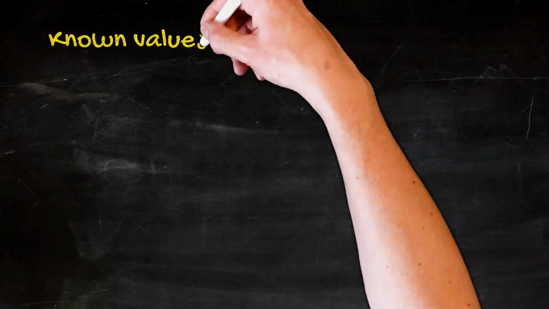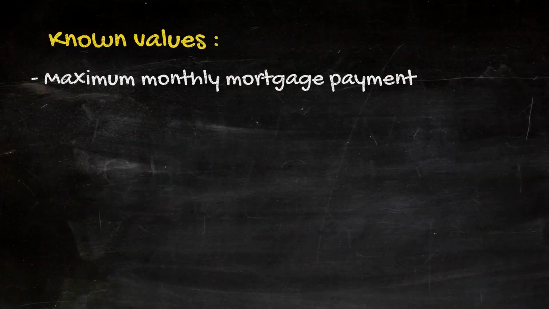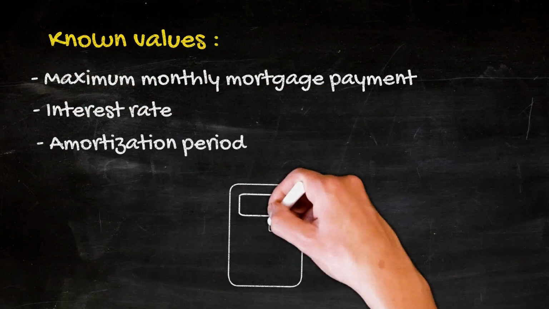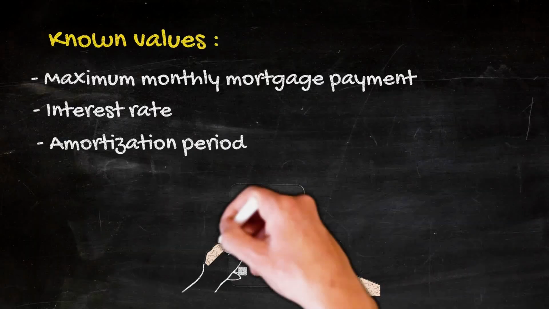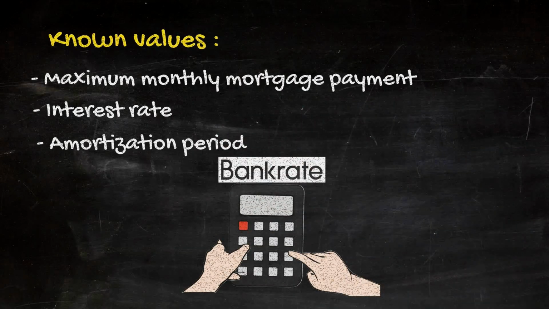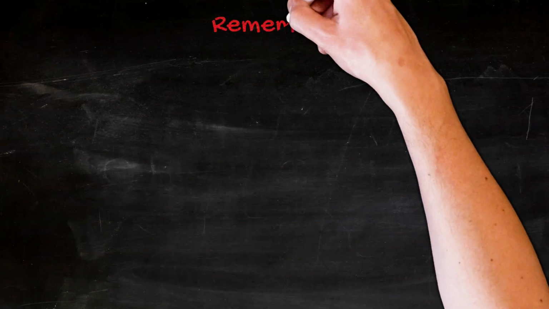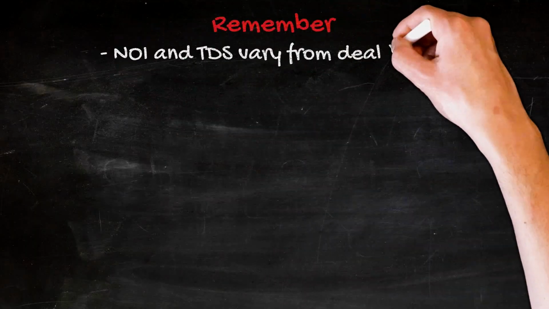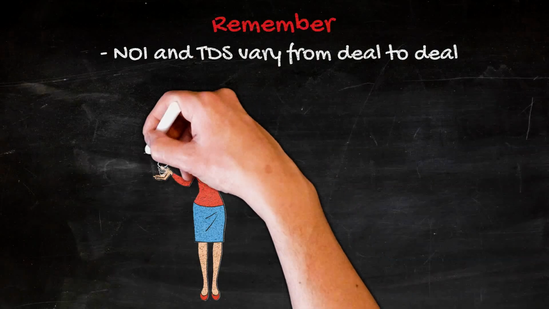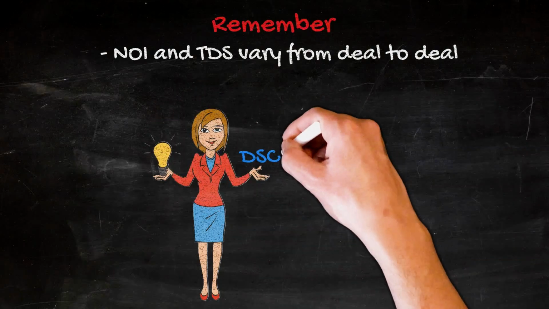Once I have the maximum monthly mortgage payment, and I know that the loan terms are 6% and a 25-year amortization, it's just a matter of plugging the numbers into a loan calculator, like the one on bankrate.com, and playing around with different loan amounts until the monthly payment matches $1,666. The actual numbers for the NOI and the TDS will vary from deal to deal, but what's important is that you understand how to use them in calculating the DSCR.